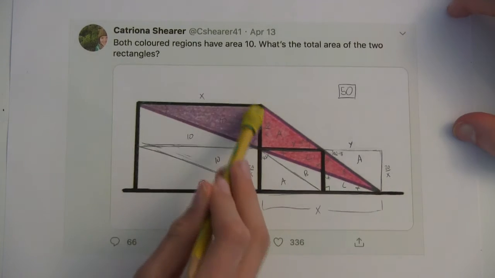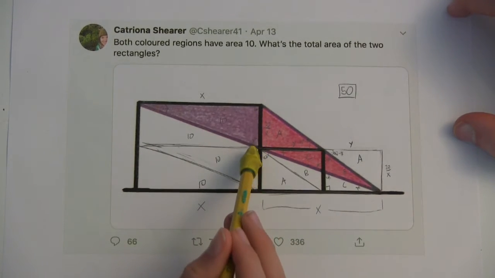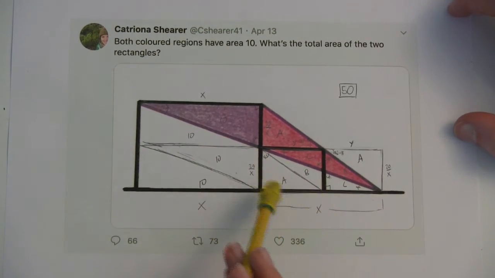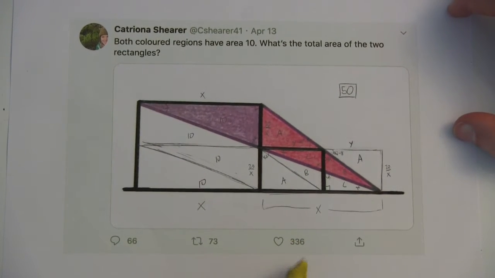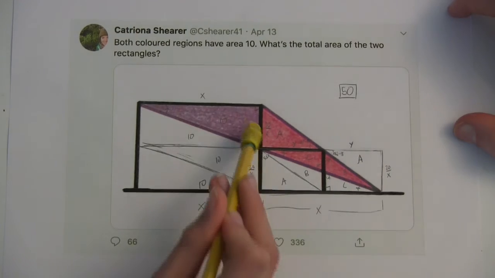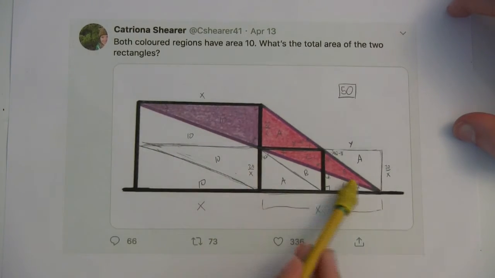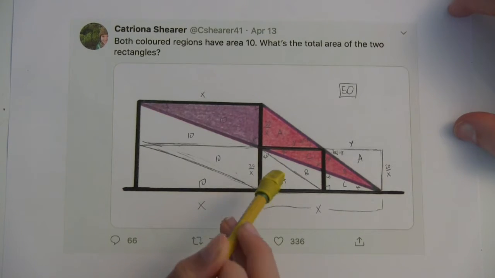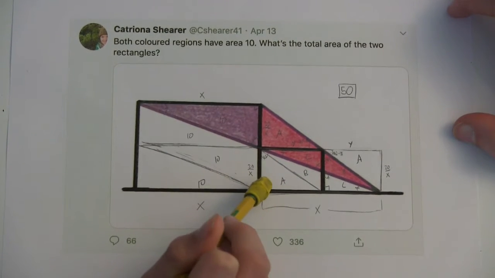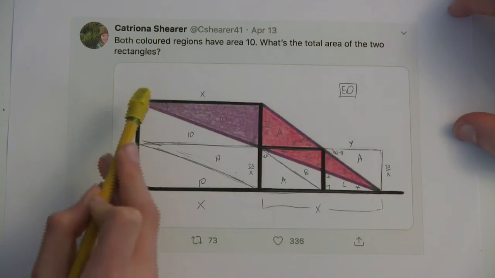Because these two triangles have the same base, and if they have the same area, they also have to have the same height. Great, and the height goes from here to here. Then, since these two straight lines are intersecting, these two angles are the same. And since this is a right angle, this is a rectangle.